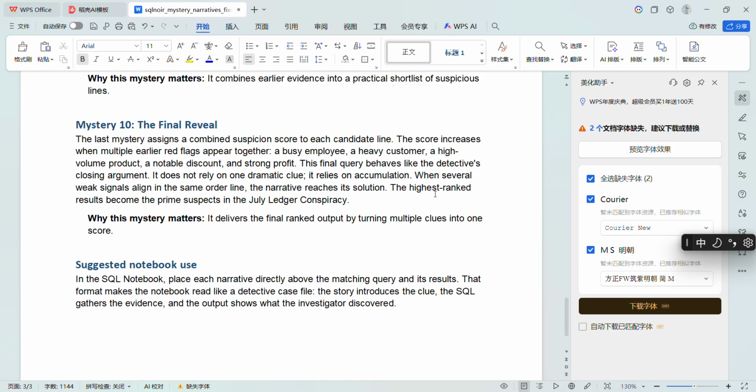The narrative reaches its solution. The highest ranked results become the prime suspects in the jewelry order conspiracy. Why this mastery matters: it delivers the final ranked output by combining multiple clues into one score.